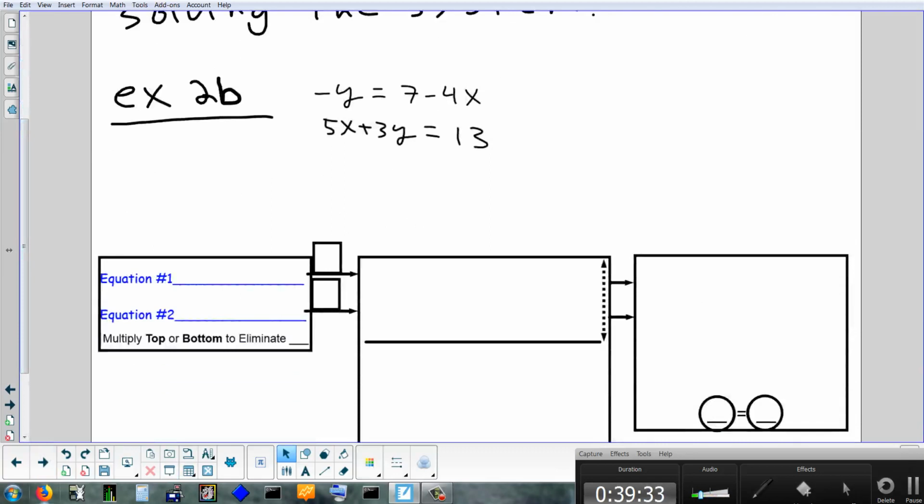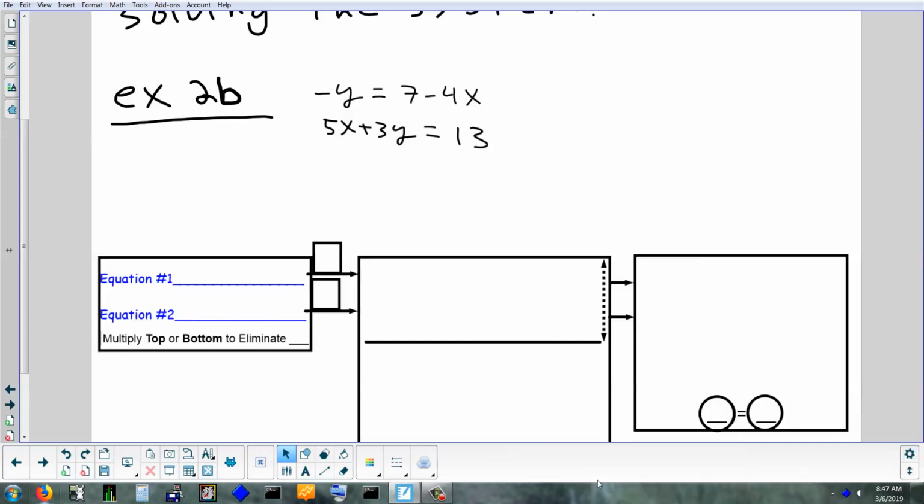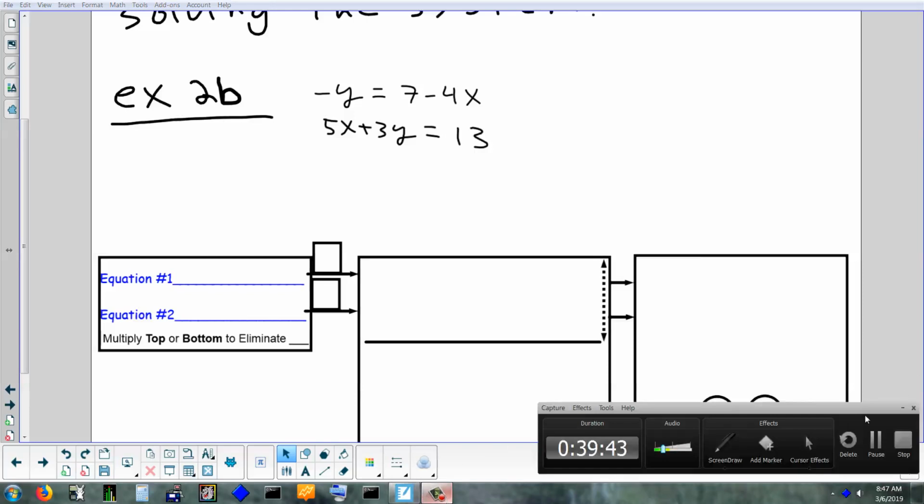Which equation in the system is not lined up? Top or bottom? Jake? Top. Okay, thank you. So Jake said that the top equation is not lined up. Someone tell me what I have to move to get it lined up. Donovan? Negative 4x. What do I do? Add 4x.